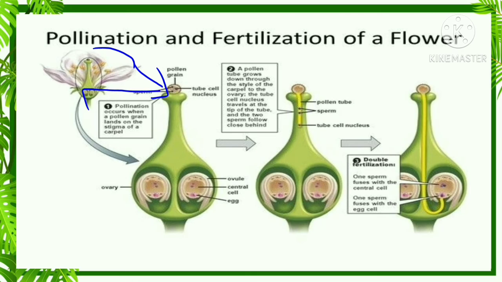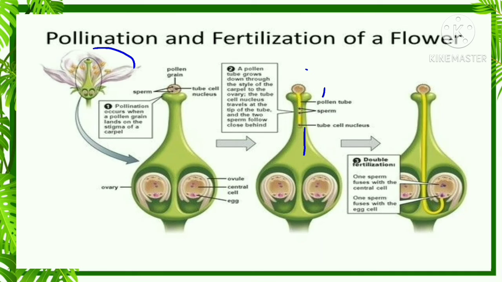What is known as pollination? Pollination is the process by which the pollen grains land on the stigma of another flower or the same flower. So what happens next? The pollen grain germinates and produces a pollen tube. The pollen tube grows along the style region and reaches the ovule.